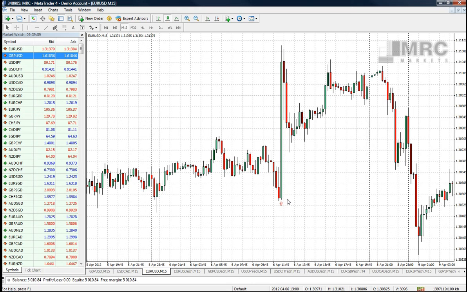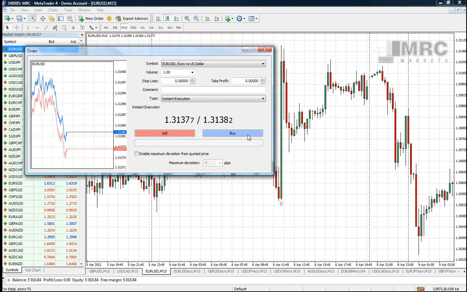Another tip is, just before the data comes out, make sure that you have the order tickets up on the chart here, so you can be quickly ready. You can have the volume selected, and you can quickly click buy as soon as you hear that weak data come out, and vice versa. If it was a very good number, then sell the Euro USD.